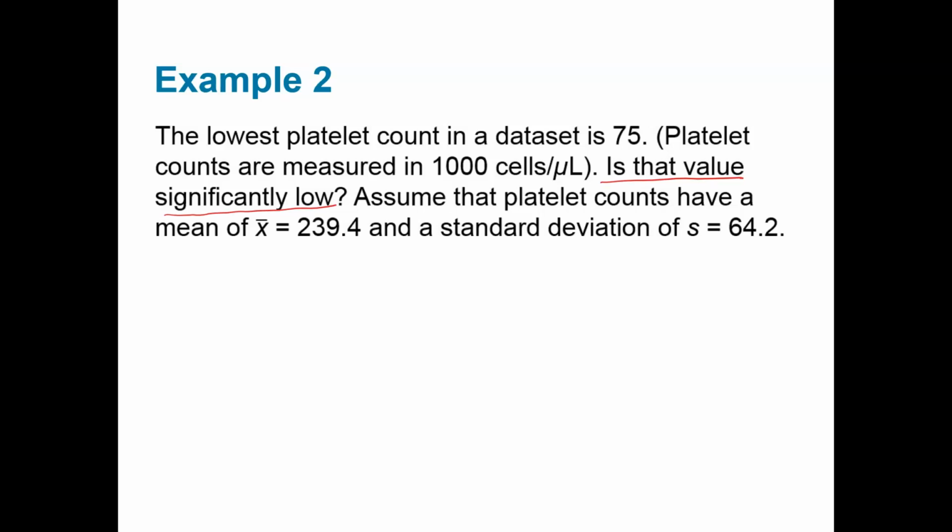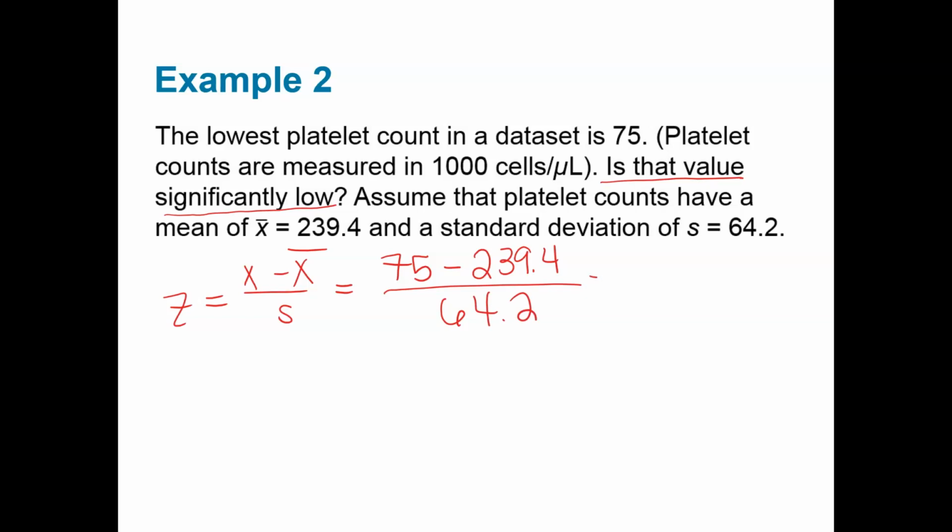So we're going to use a z-score to figure that out. Same formula. So we're looking at the value of 75. When I look at the mean, I'm like, oh my goodness, that seems very significantly low. But the standard deviation is 64.2, so maybe not. But when I type that in my calculator, I get -2.65. That number is less than -2, so this is significantly low.